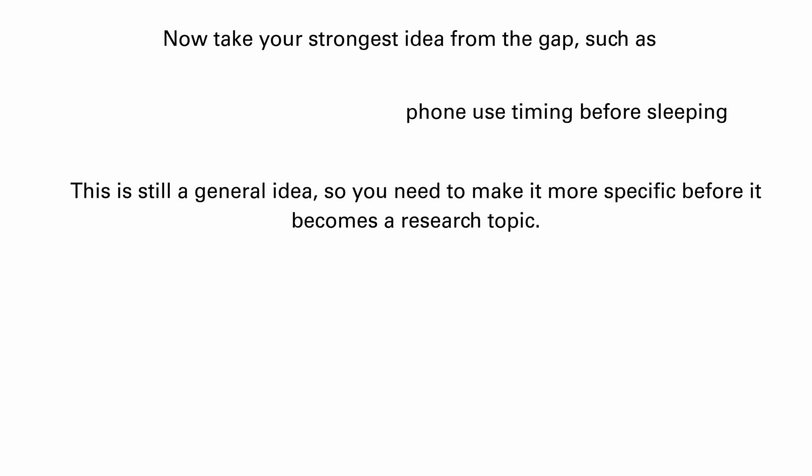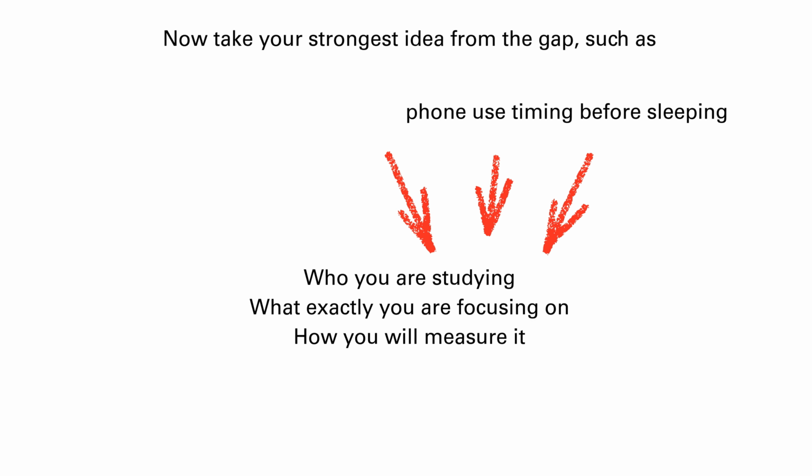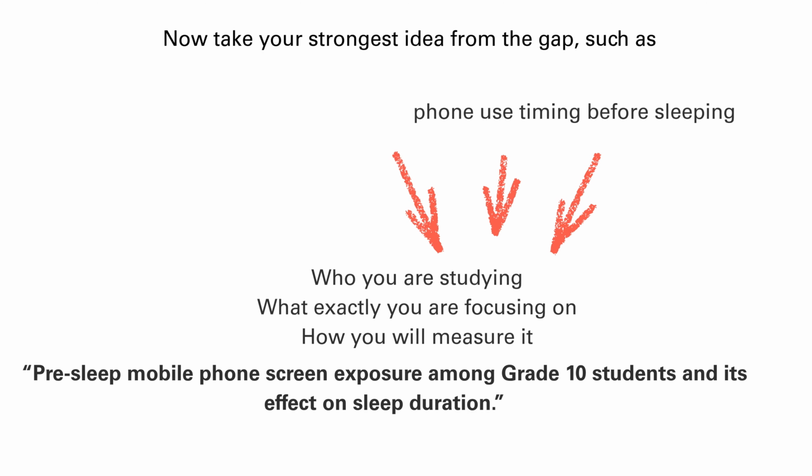Converting the idea into a clear research topic. Now take your strongest idea from the gap, such as phone use timing before sleeping. This is still a general idea, so you need to make it more specific before it becomes a research topic. To do this, you break it into 3 simple parts: who you are studying, what exactly you are focusing on, how you will measure it. Now build your topic using these parts. For example, pre-sleep mobile phone screen exposure among grade 10 students and its effect on sleep duration.